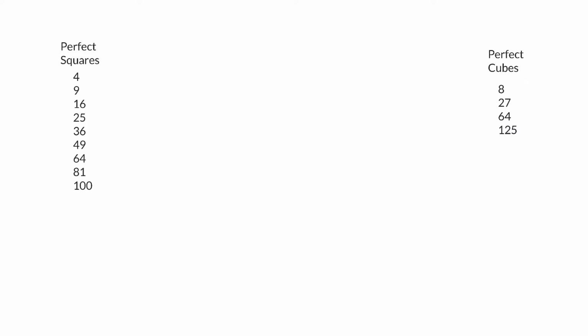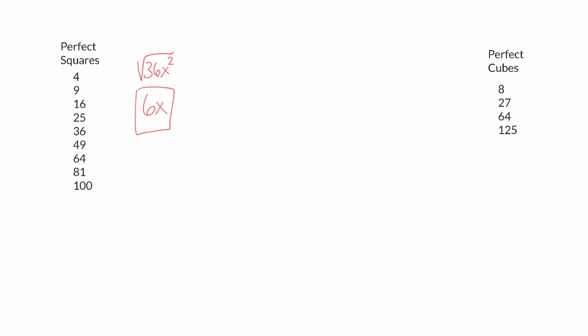Okay, I'm just going to do several examples. Let's say you had the square root of 36x squared. The square root of 36 is 6, and the square root of x squared is just x. So my final answer is 6x.